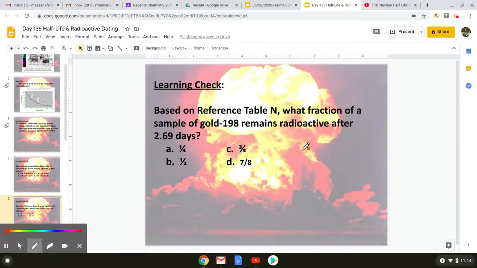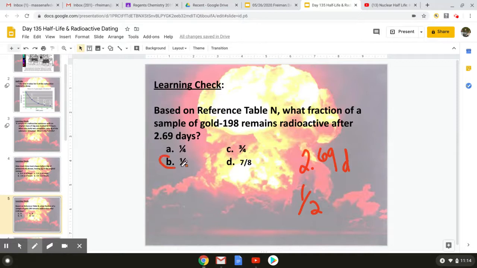So gold's half-life is 2.69 days when you look it up. So one half-life takes 2.69 days. That D stands for days in our reference table. So what fraction of a sample of gold remains radioactive after 2.69 days? So if this is the half-life, after 2.69 days, how much of the sample remains? Did you pick A, B, C, or D?